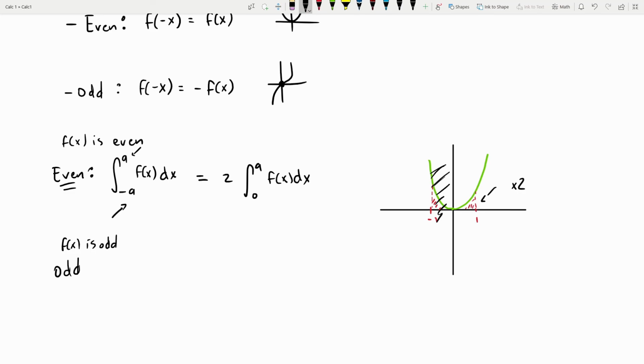Now for odd, let's say that f(x) is odd. For odd functions, if we have the integral from -a to a, again the same bound, just negated, of f(x) dx, where f(x) is odd, then this is going to equal 0. And again, I'm going to show you graphically why this makes sense.